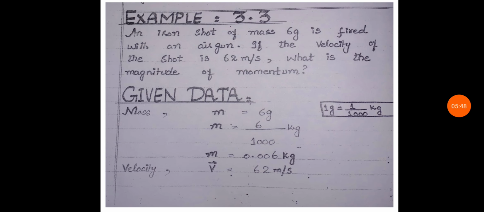Now our given data will be mass represented by m, it is equal to 6 gram. Now we convert this gram into standard unit, that is the kilogram, and for converting into kilogram we have the rough work: 1 gram equals to 1 by 1000 kilogram, so 6 divided by 1000 kilogram, and when we divide 6 by 1000 we get 0.006 kilogram. Now it is our mass. Velocity equals to 62 meter per second.